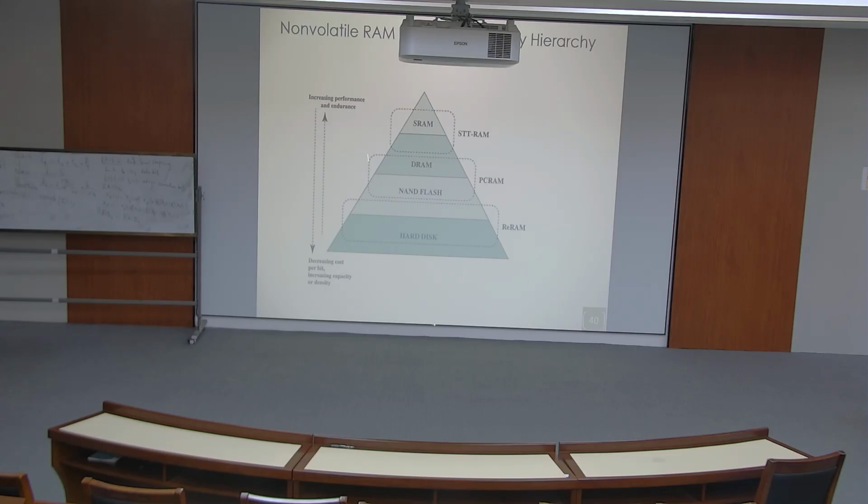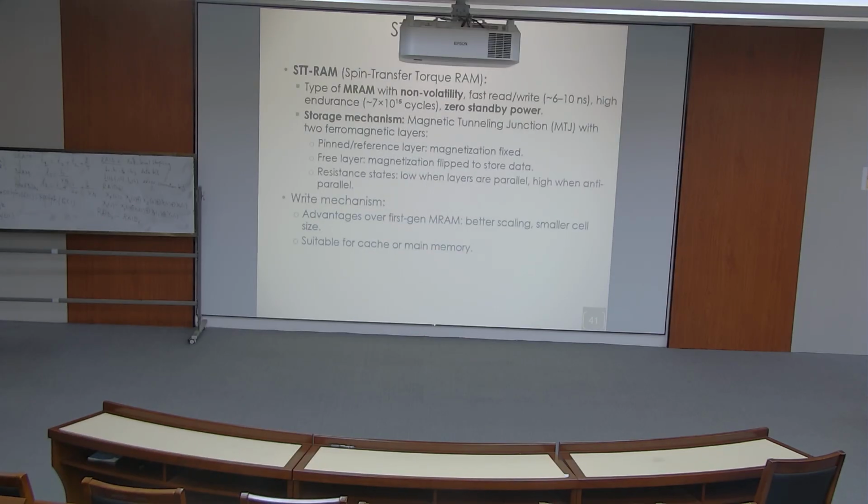Then as you can see, we have the increase in performance from the bottom to the top, and we have a decrease in cost per bit and an increase in capacity or density from the top to the bottom. So this is the common factor for the memory hierarchy. We have the performance that needs to be increased from the hard disk to the static RAM. Then we have the decrease in cost per bit from the static RAM to the hard disk. Then the next one, we need to talk about this new non-volatile memory technology.